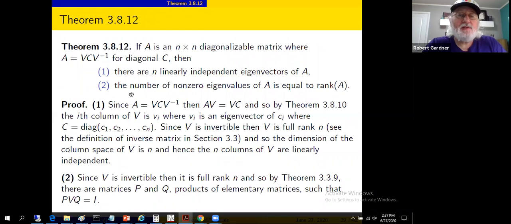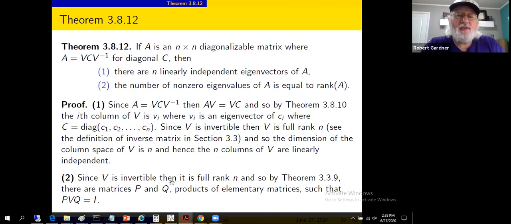All right, second part, the number of non-zero eigenvalues is equal to the rank of A. So it's a question about the rank of A, and somehow we've got to get to the non-zero eigenvalues, or equivalently, we've got to find the zero eigenvalues of matrix A and relate it to the rank of A. All right. So in this case, we're still with this assumption.